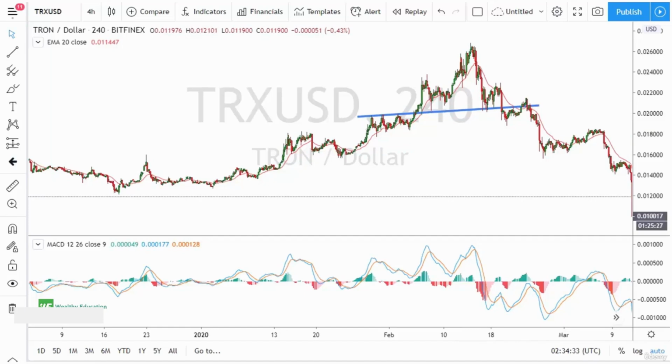In the next video, I'll take a look at something called a doji candlestick and the myriad of different types.